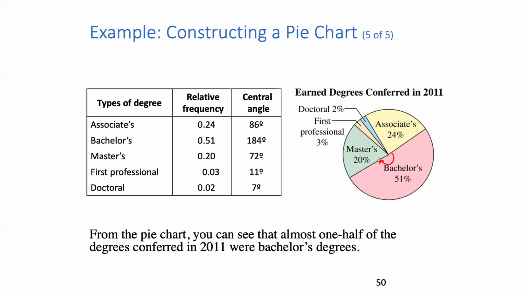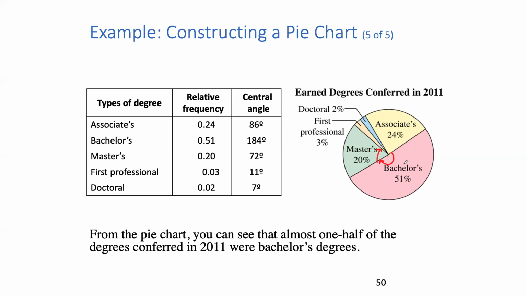Now starting from here, I sweep a further angle of 72 degrees to get to the end of masters. The proportion of the central angle that belongs to masters is 72 degrees. So I sweep this central angle and then I keep going. Again, from here, another 11 degrees belongs to first professional, another 7 degrees of that central angle belongs to doctoral, and the remaining 86 degrees belongs to associates.